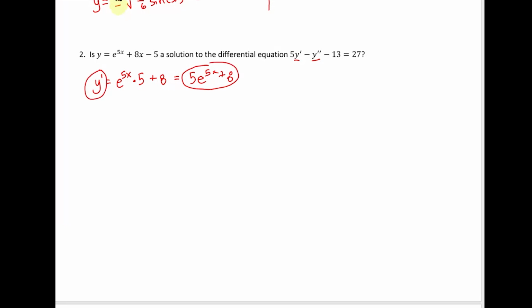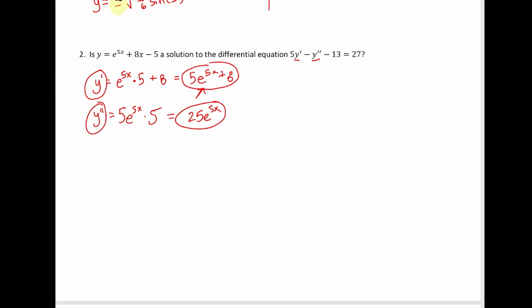Okay, and we're also going to need y double prime, so we're going to need to differentiate that one more time. And we will differentiate this guy right here. So the derivative of 5 times e to the 5x would be 5 times e to the 5x, but times another 5, plus, then the derivative of 8 is actually just 0, so we're not going to add anything. So y double prime will be 25 e to the 5x. Okay, so that's my y prime and y double prime.